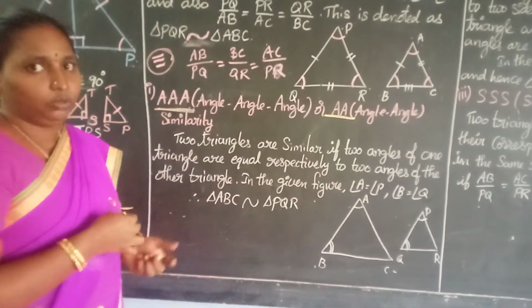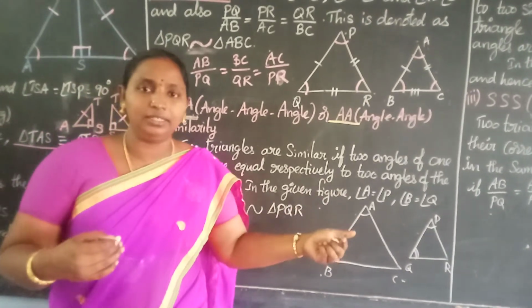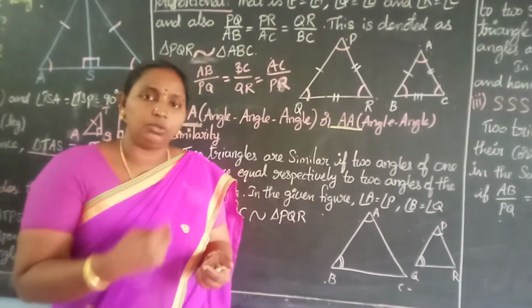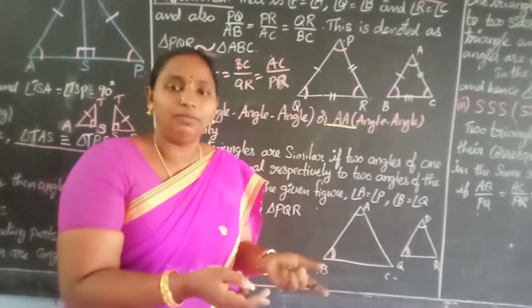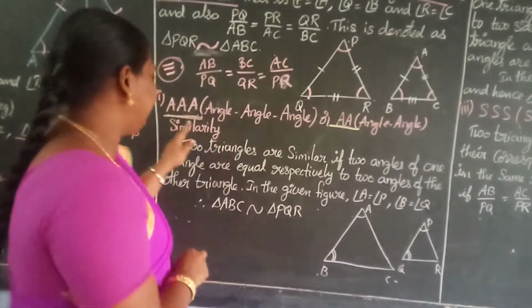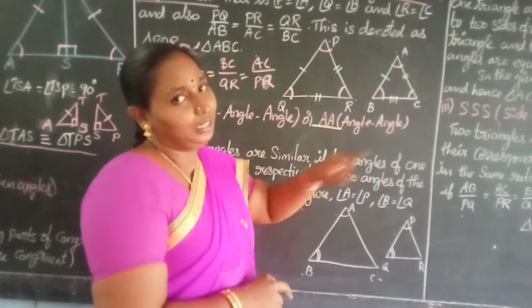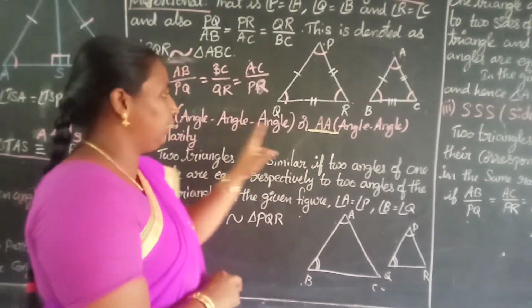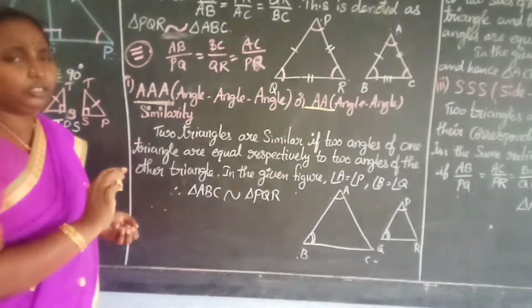A is only given. So in a triangle, if two angles are equal to two angles of another triangle, definitely the third angle will be equal. So that is why they gave triple A. Instead of that, they gave angle-angle similarity. You can write both. Any one of these two you can write.